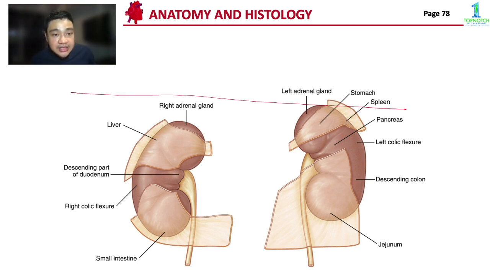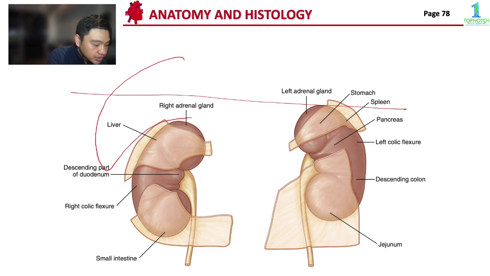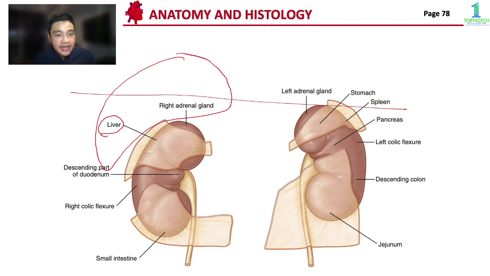The right kidney is said to be slightly lower than your left kidney. Why is that so? Because the right kidney is being pushed down by the liver. Kung sa right side, ang nakadikit sa kanya ay si liver, on the left side naman, andito si spleen.